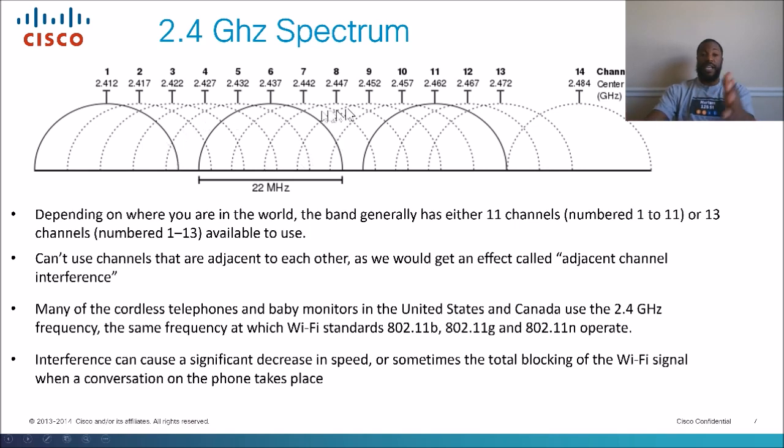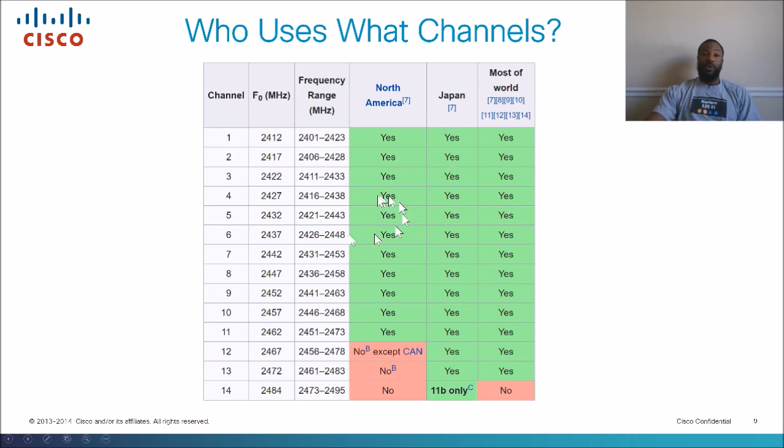So take a look at this, pause it, freeze frame it if you need to. If you do a Google search, you'll see the 2.4 gigahertz spectrum showing you which channels overlap and which ones don't overlap. But just remember over here in the United States, 1, 6, and 11 are the ones that don't overlap. Again, this is who uses what channels. Pause it, freeze frame it if you need to, or just go to Wikipedia.